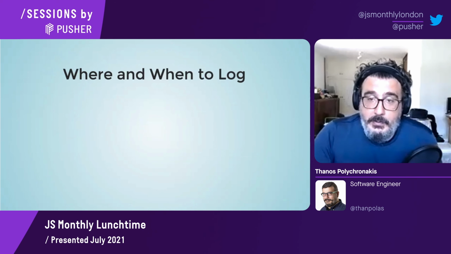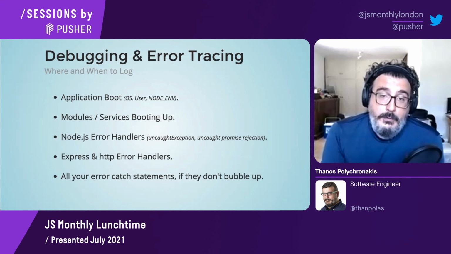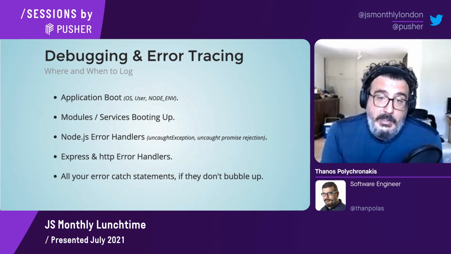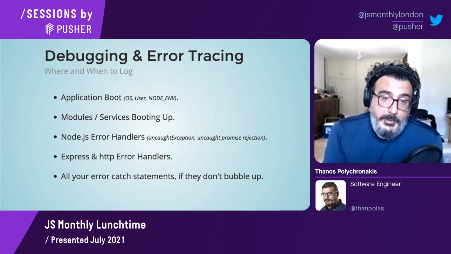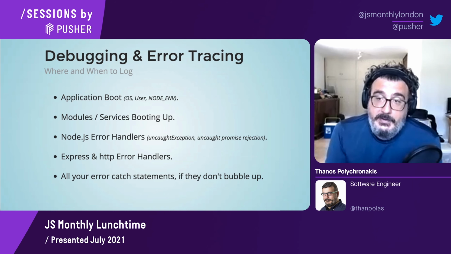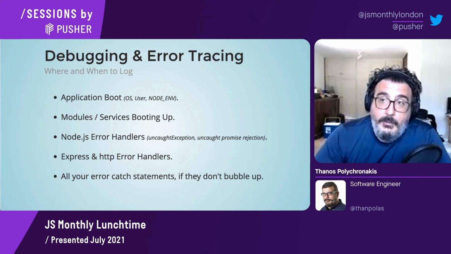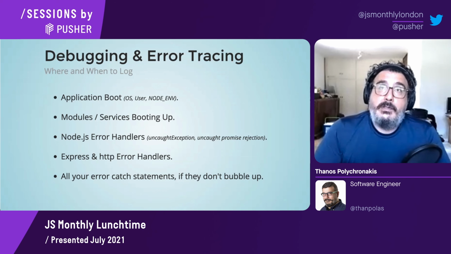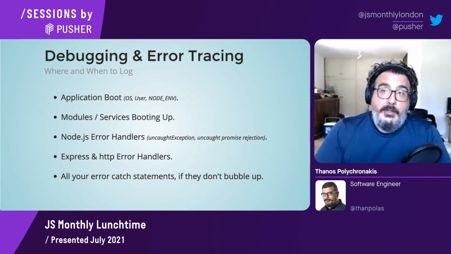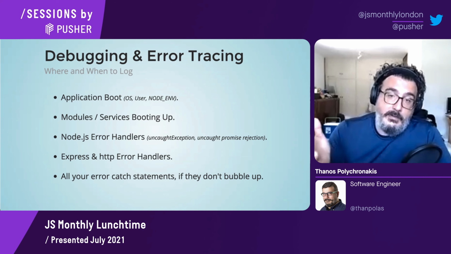So let's talk about where and when to log. It makes sense to start logging on your application boot up. That means that as your application starts to bootstrap itself, you create the first log that should state who am I, where am I, the node environment, the operating system I'm running on, what user I am running as. That's important. For instance, you don't want your application running as root, and you want to make sure that your application is running as a specific user. So you log that and you know that that's the case.